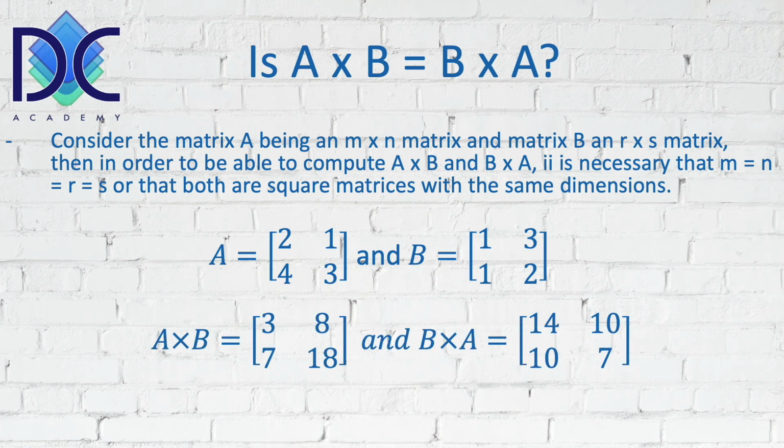And what we see is that the matrix A times B, of course, is a square matrix again. A 2 times 2 multiplied with a 2 times 2 will give us a 2 times 2 matrix. We see that the result is 3, 8, 7, and 18. Now, when we change the position of A and B, so we multiply B with A, we see that the result is 14, 10, 10, and 7. So it is clear that the operation of multiplication of matrices is not commutative.